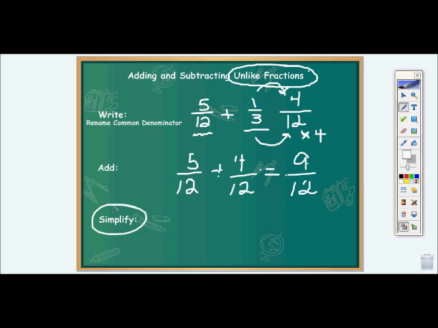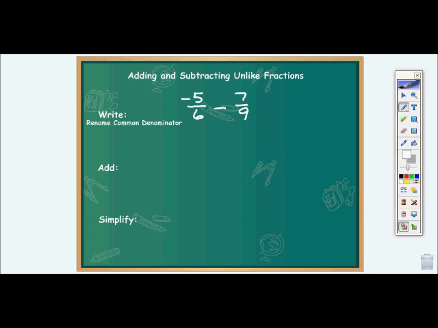Now, as always, I need to remember my simplifying rule. What's a number that goes into both of those? That would be 3. So 9 divided by 3 equals 3. 12 divided by 3 equals 4. So my simplified answer would be 3/4. Again, pause, rewind if there's any part of this that you are not catching on to or remembering.